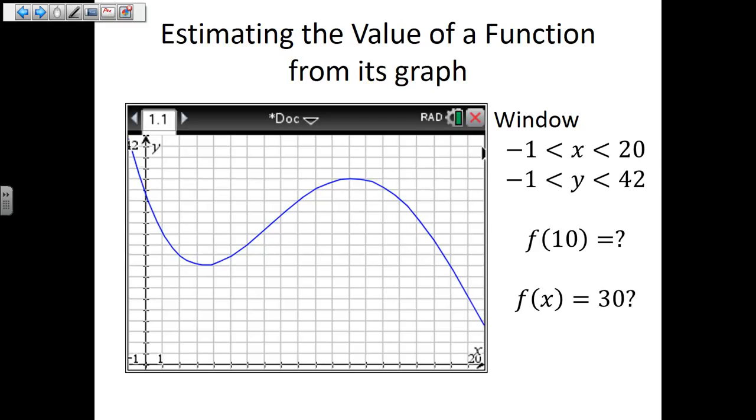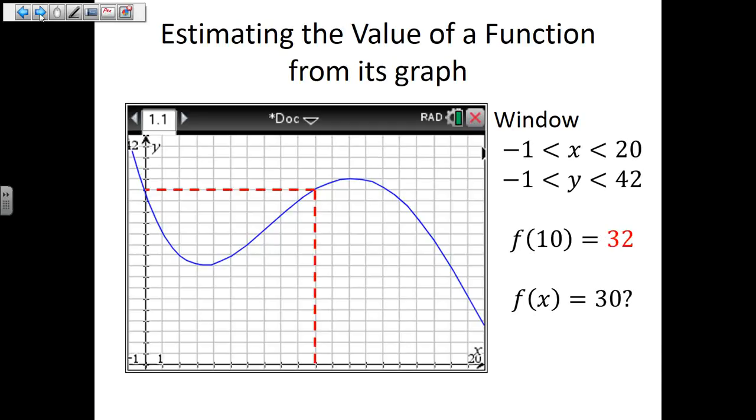A little bit of description about the window of this graph. It goes from -1 to 20 in the x direction. It goes from -1 all the way up to 42 at the top in the y direction. So in order to find out what f of 10 is, I need to go over to 10 on the x-axis. I have that marked with the red dotted line. I go up to the graph, wherever the curve is at 10, and then I go over to the y-axis and read off that value.